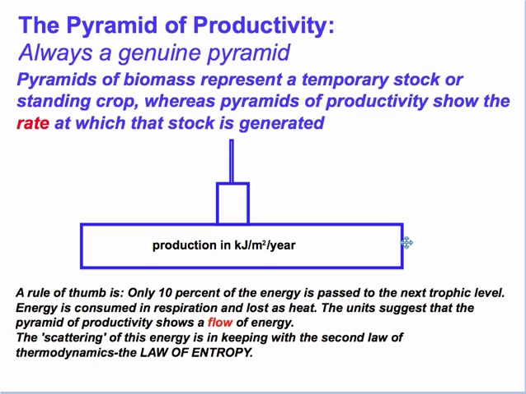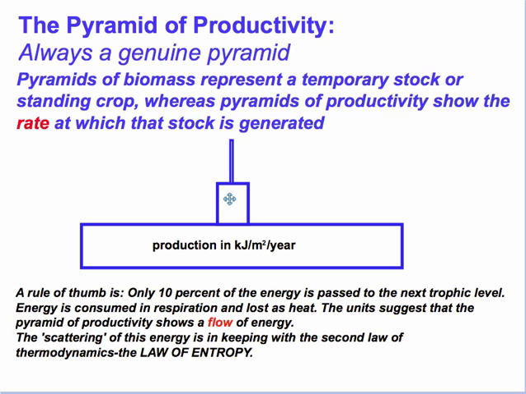And with that in mind, and in keeping with the second law of thermodynamics, the first trophic level is always going to have a huge flow of energy, a lot more than the second trophic level and even a lot more than the third trophic level, because it's no longer a frozen picture of a stock, but a long-term picture of the flow of energy through that particular level over a period of time.